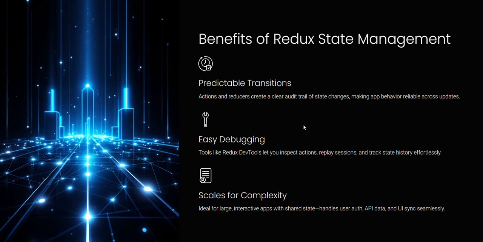Benefits of Redux state management. There are three benefits: predictable transitions, easy debugging, scales for complexity. First one, predictable transitions. Actions and reducers create a clear audit trail of state changes, making app behavior reliable across updates.